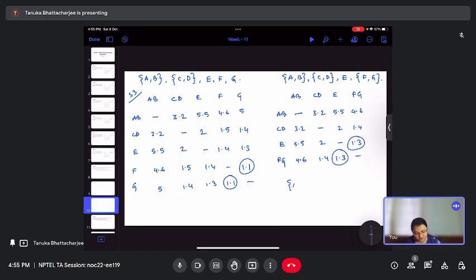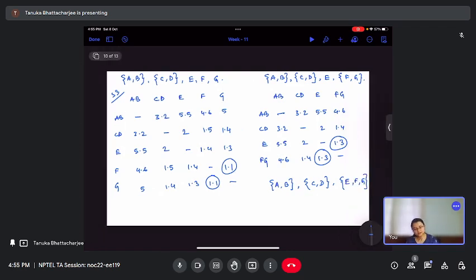So the clusters you will get are AB in one cluster, CD in one cluster, EFG in the third cluster. So this is the final clustering that you have. You have 3 clusters now, so you will stop at this point. This is how you do single linkage, that is when the distance between 2 clusters you are computing by the minimum distance between the pairs.